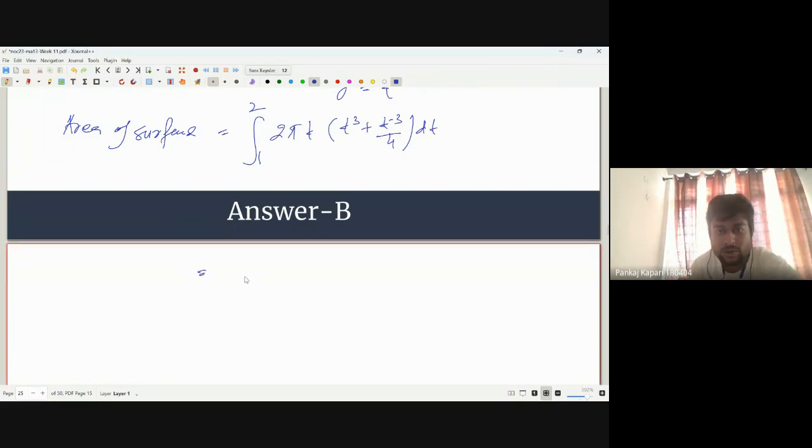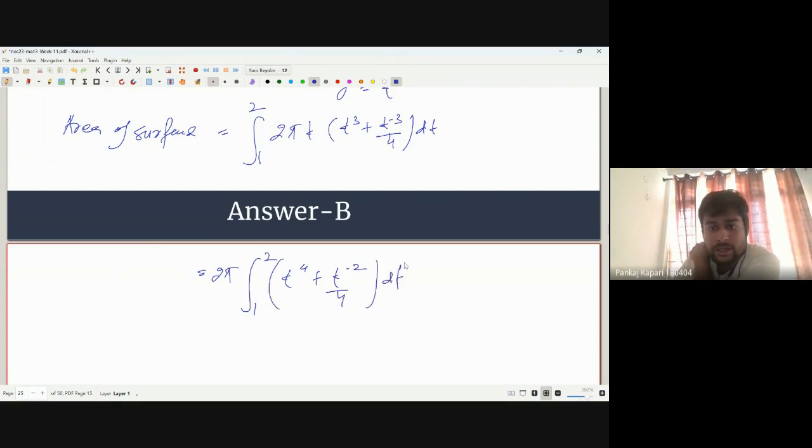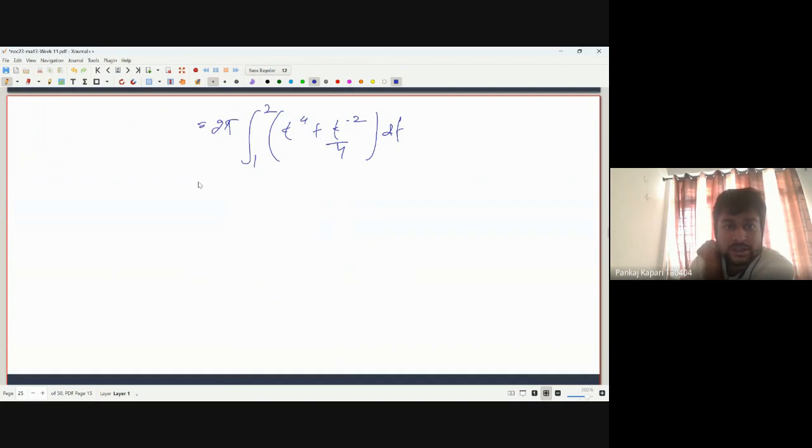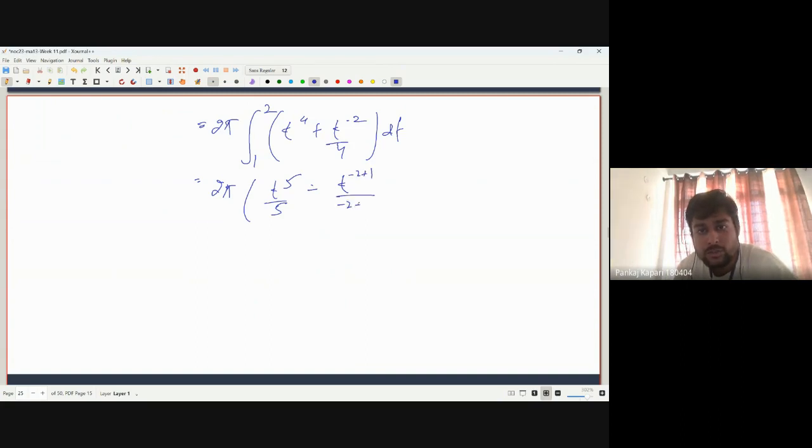So this integral is equal to, if you want, you can take 2 pi outside, integral from 1 to 2. Multiply t inside, you have t to the power 4 and plus t to the power minus 2 divided by 4, everything dt. Now you can easily integrate this 2 pi times. So first integral turns out to be t to the power 5 by 5. The second integral gives you t to the power minus 2 plus 1 divided by minus 2 plus 1, and the 4 we also have outside. And take integral from 1 to 2. The limits from 1 to 2.